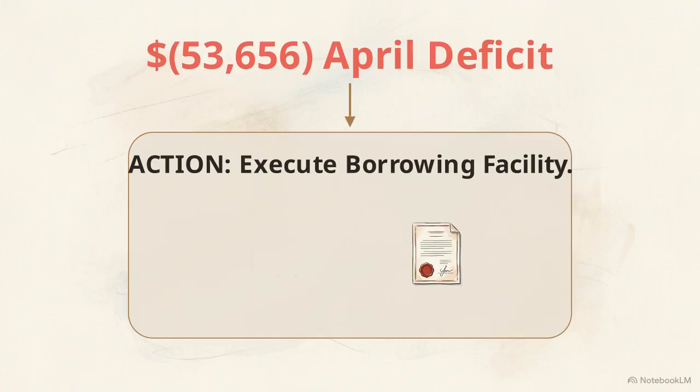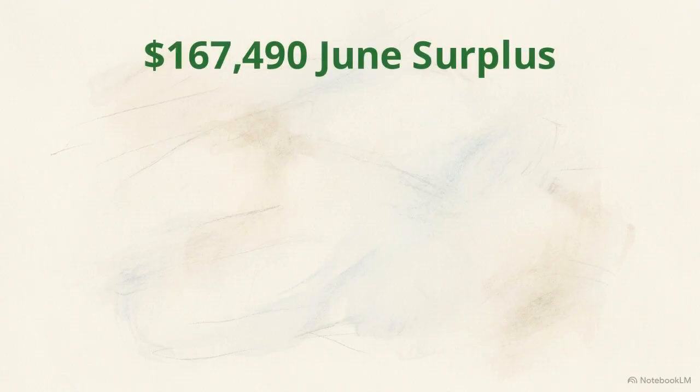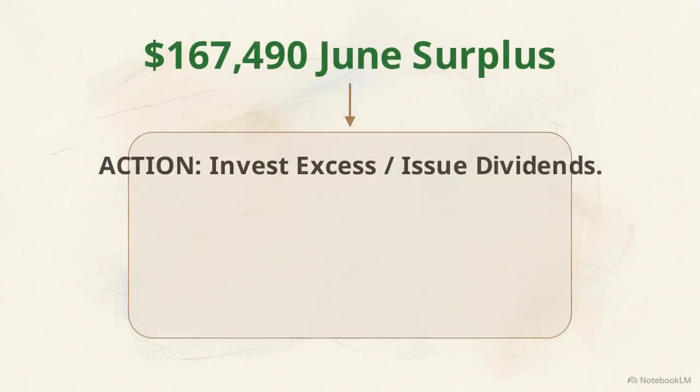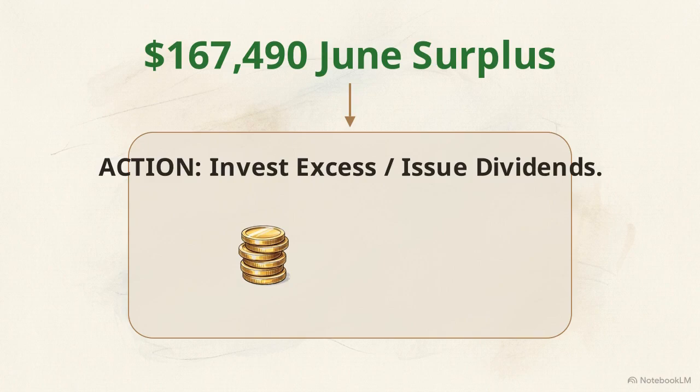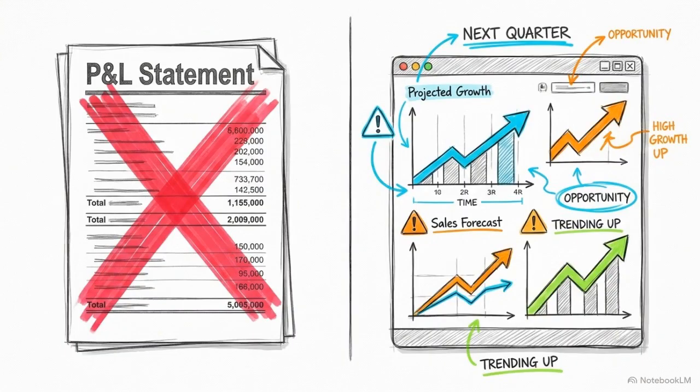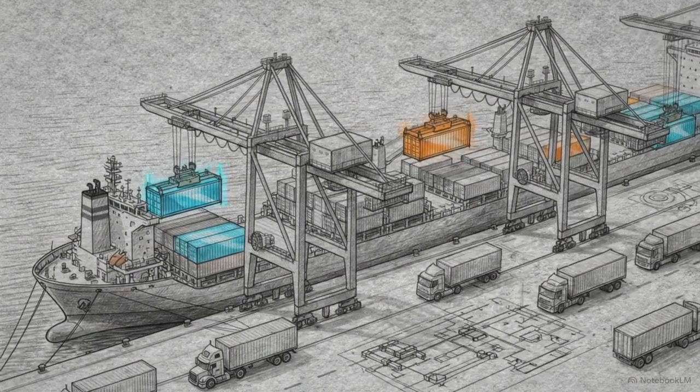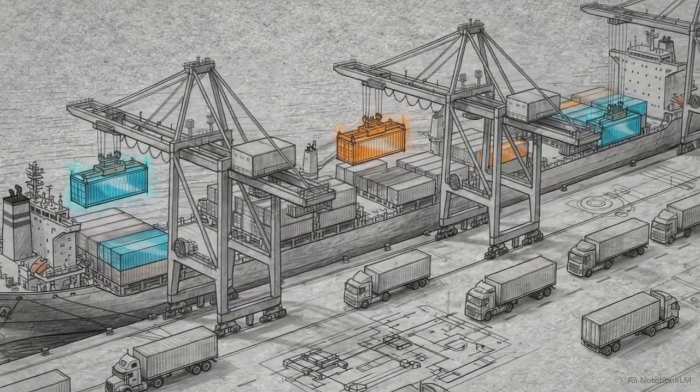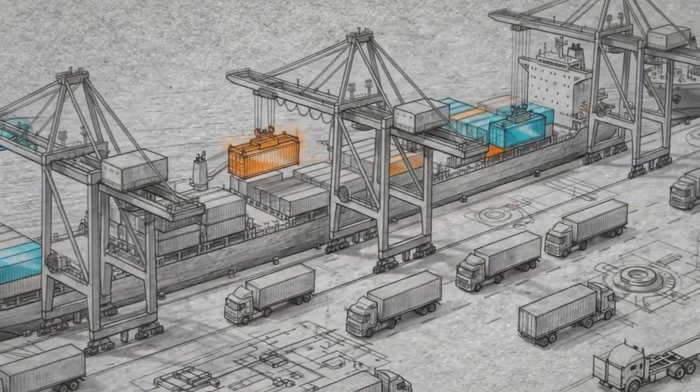Conversely, projecting the June surplus allows the firm to optimize its capital efficiency. That excess cash can be deployed to pay down debt, invest in new projects, or issue a planned dividend to shareholders. This level of preemptive execution is impossible with a standard accrual-based profit and loss statement. The master cash budget is the definitive strategic roadmap. It ensures that a profitable enterprise actually remains solvent in the real world.